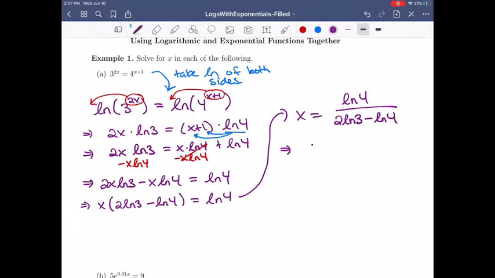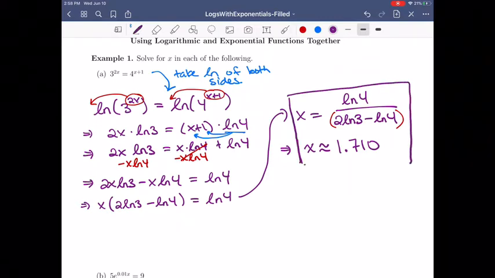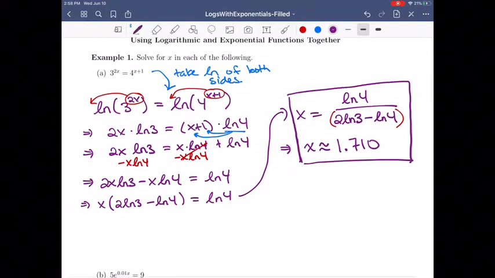Now, because I picked ln to use, I can actually compute this number. I shouldn't put equals because it's approximately equal. So if we use our calculator, there's a button for natural log. So you would do natural log of 4 divided by, and then you should put brackets around this because you want to divide by all of that. If you do that, you should get approximately 1.710. Okay, so this is our exact value for x and an approximate value for x. That would solve that one.